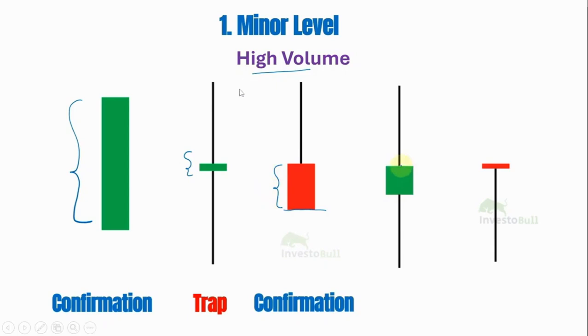These things we already discussed long back. Just try to recall all these single candlesticks. If you analyze single candlesticks, a high volume candle of this type is a bullish confirmation, while this high volume doji type of candle is a trap. This one is also a trap.